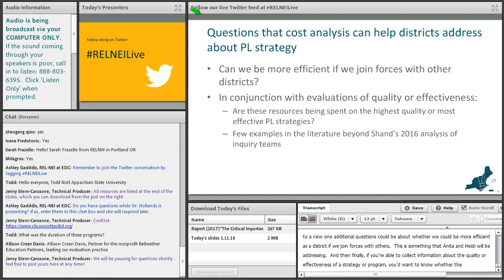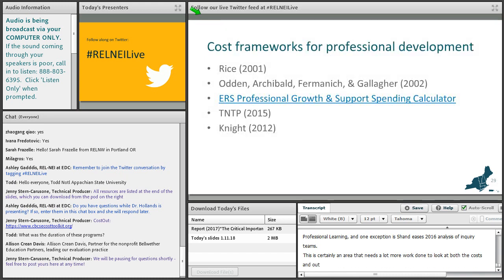I would just note that there are very few examples in the literature which look at both the cost and effectiveness of professional learning. And one exception is Shan's 2016 analysis of inquiry teams. And this is certainly an area that needs a lot more work done to look at both the costs and the outcomes of professional learning at the same time.